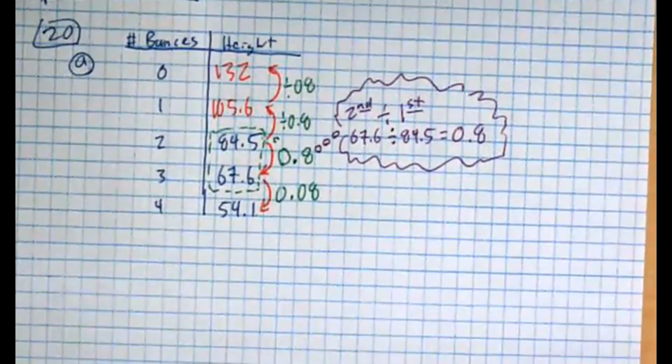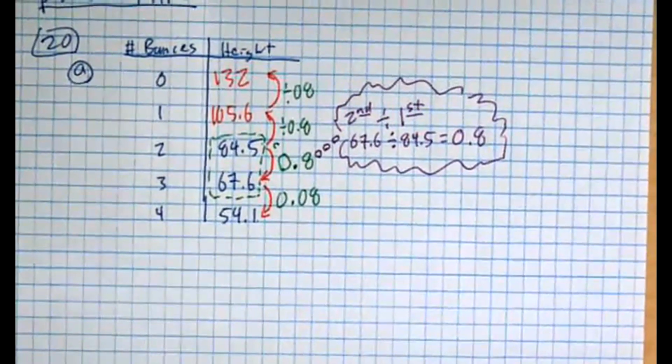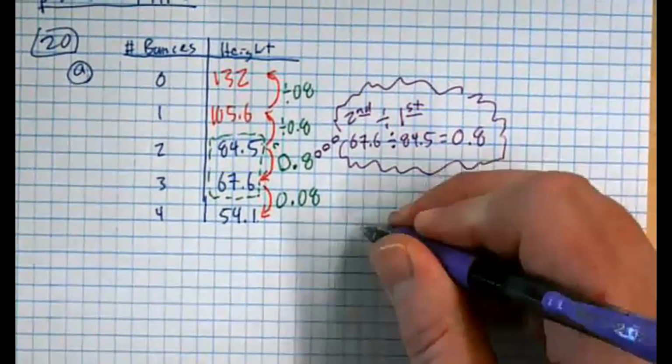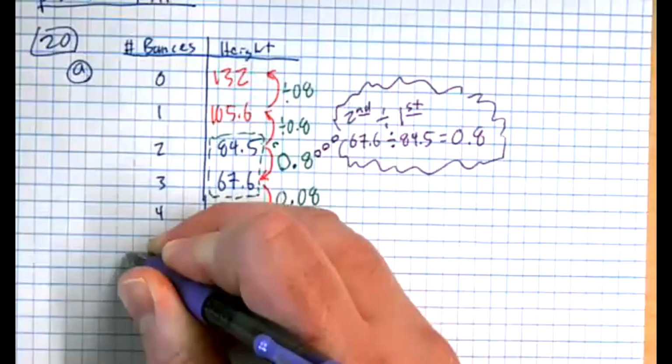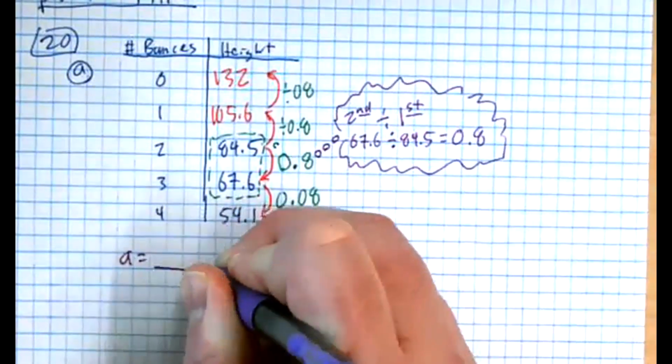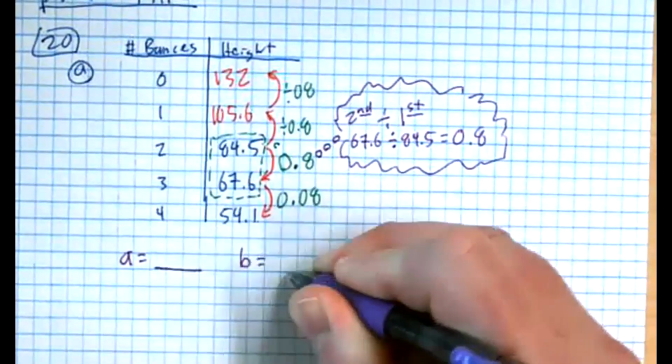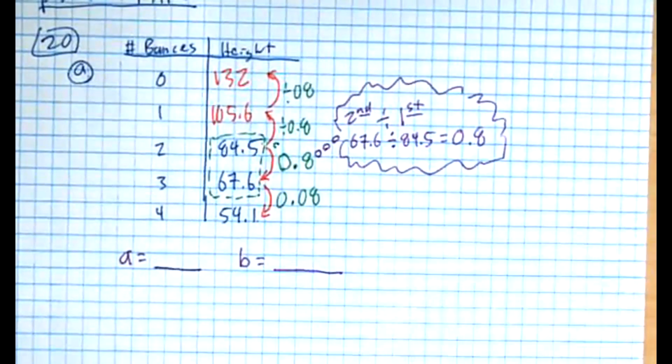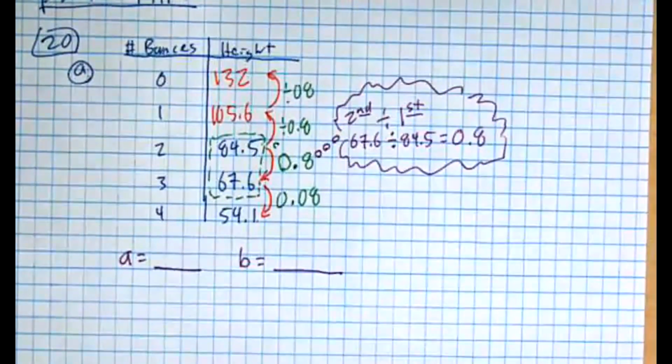All right, before we move on, I want to cover the major thing I'm going to ask you to do at the end of class. I'm going to ask you how to find A and how to find B. So if I give you a table, I need you to be able to identify from that table what is A and what is B.